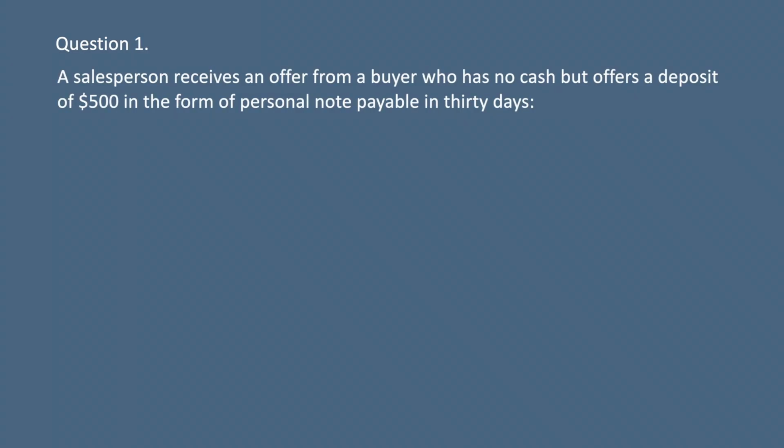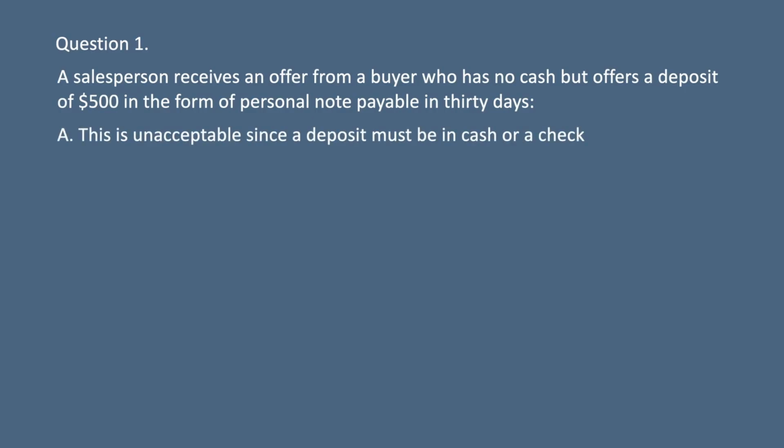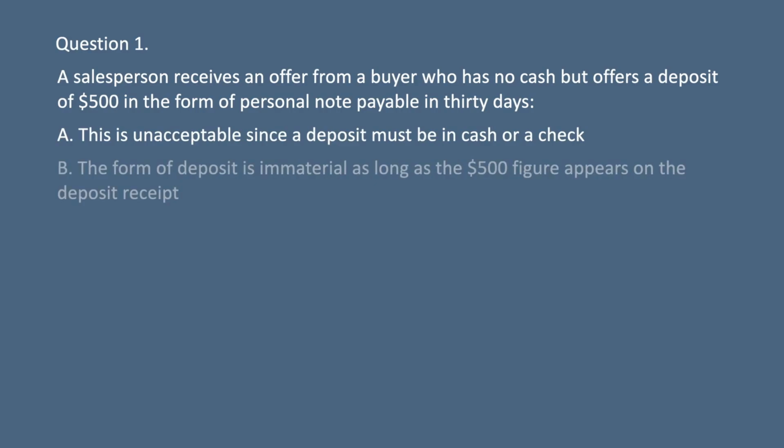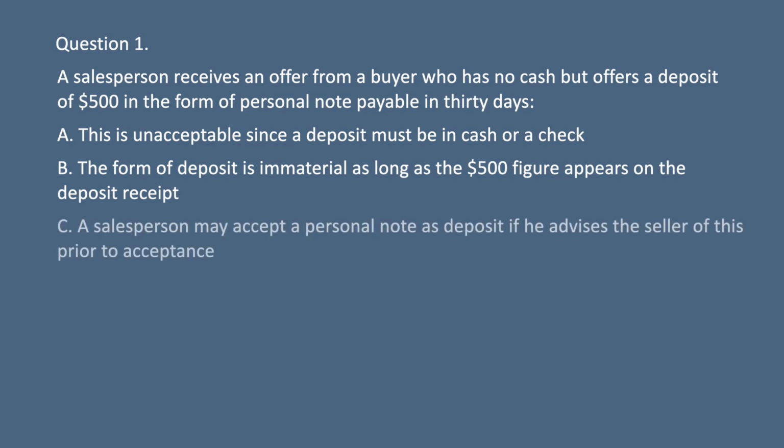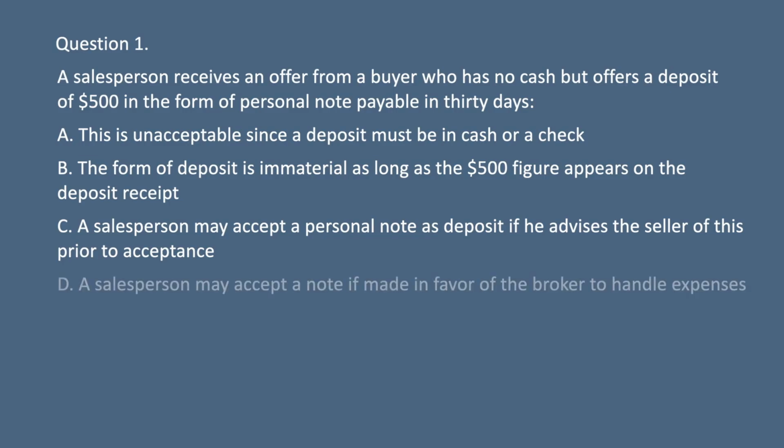Question 1. A salesperson receives an offer from a buyer who has no cash but offers a deposit of $500 in the form of personal note payable in 30 days. A. This is unacceptable since a deposit must be in cash or a check. B. The form of deposit is immaterial as long as the $500 figure appears on the deposit receipt. C. A salesperson may accept a personal note as deposit if he advises the seller of this prior to acceptance. D. A salesperson may accept a note if made in favor of the broker to handle expenses.